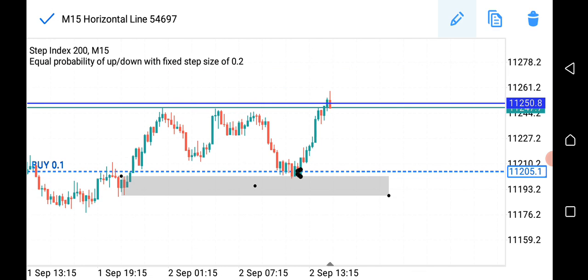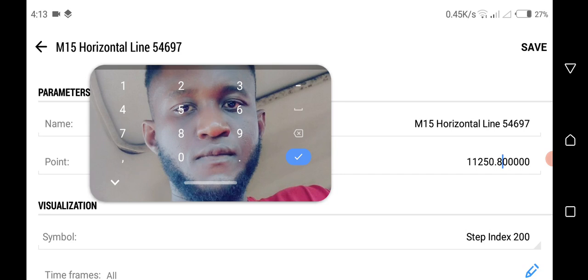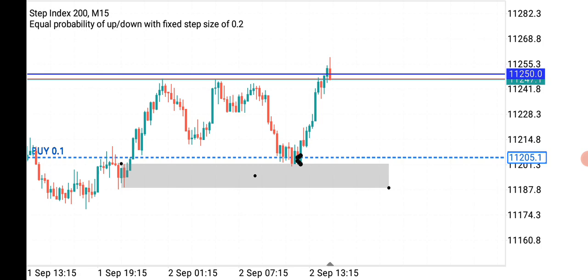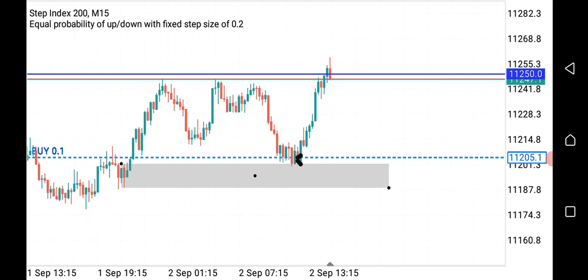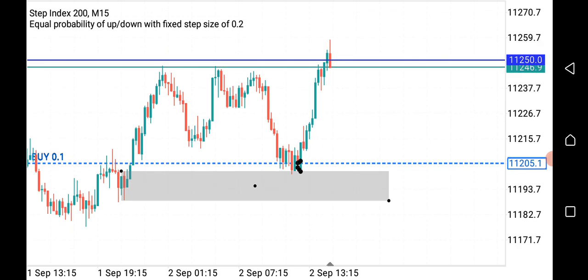So this is the first psychological level now on the screen. So let me remove the 0.00. This is exactly where it's supposed to be. And you can see what the market is doing already. You can see how the market is reacting at that point, trying to make a reversal.